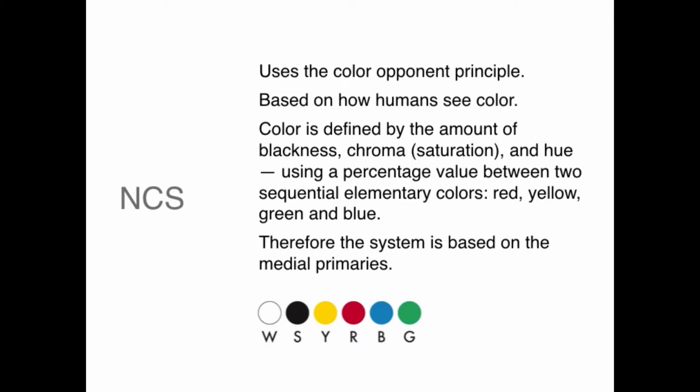Color becomes defined by the amount of blackness, the amount of chroma, and the hue. So again, it's more value, hue, and intensity. But it looks at percentages between various colors. And as we look at the chromatic colors and the achromatic colors it uses, we can immediately recognize those four medial primaries that work between the additive and the subtractive systems.